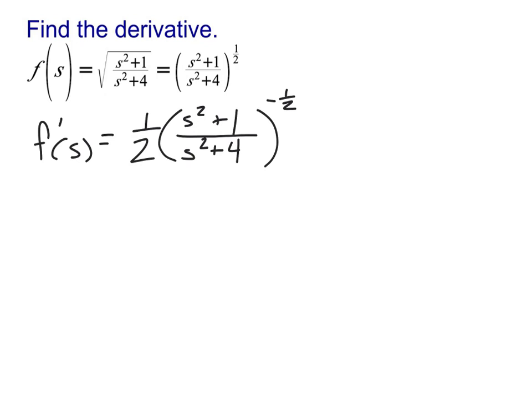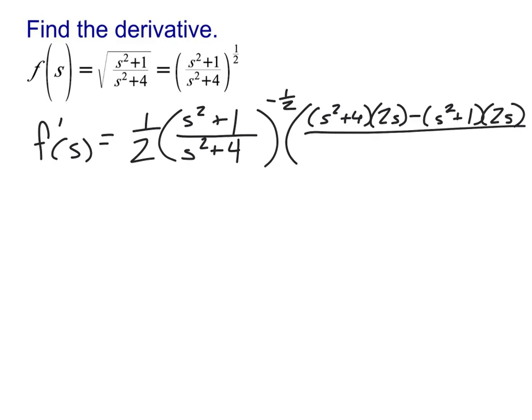The derivative of the inner function, though, that's where we need the quotient rule. So we're going to do low d high, so that's s squared plus 4 times the derivative of the top, which is 2s, minus high d low, so the top s squared plus 1 times the derivative of the bottom, which is another 2s, all over the square of what's below, so that's going to be over the s squared plus 4 squared. And that's it. And no, we don't have to simplify it. We can go ahead and leave it just like this.